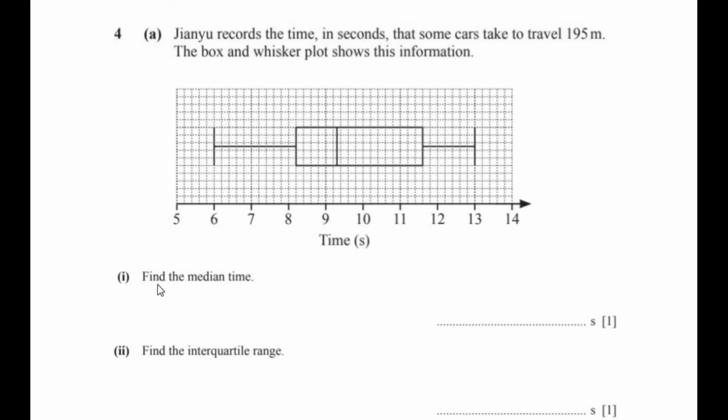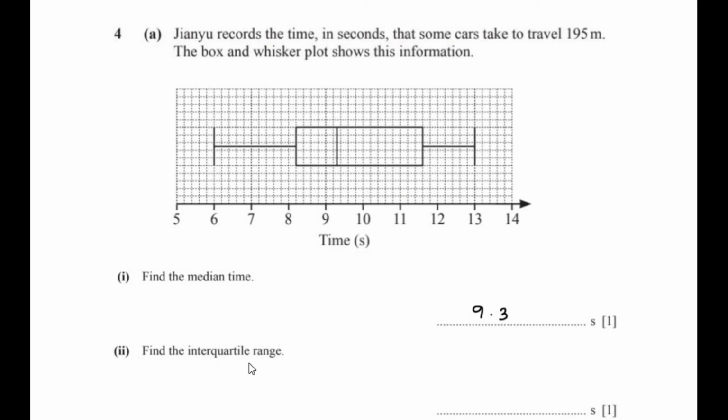Now the first question is, find the median time. Now here let us first see what is the value in between 9 and 10. So each division is going to be 0.2 because it is 9, this is 9.2, 9.4, 9.6, 9.8 and then comes 10. So this median is between 9.2 and 9.4. So it has to be 9.3 seconds. So this is our median value.